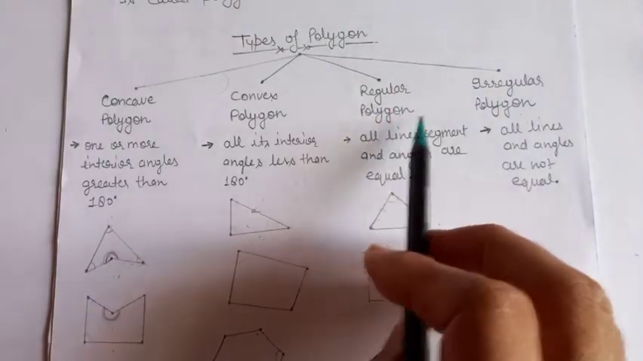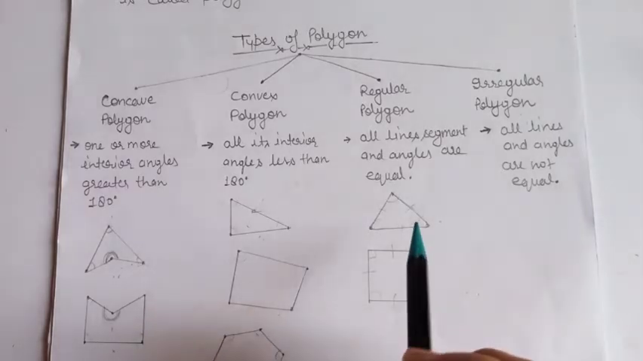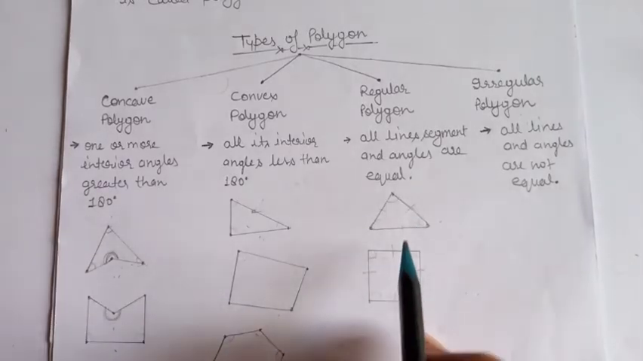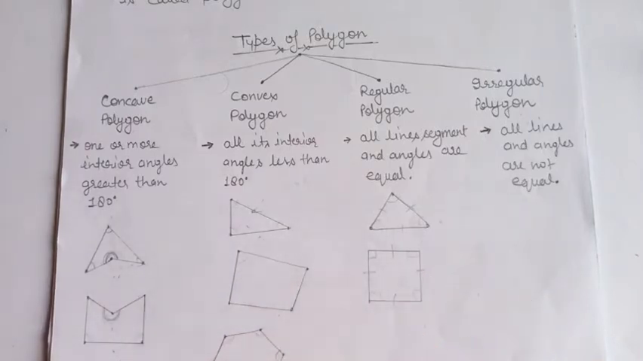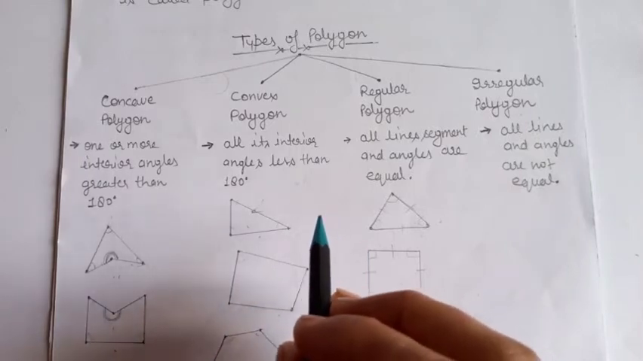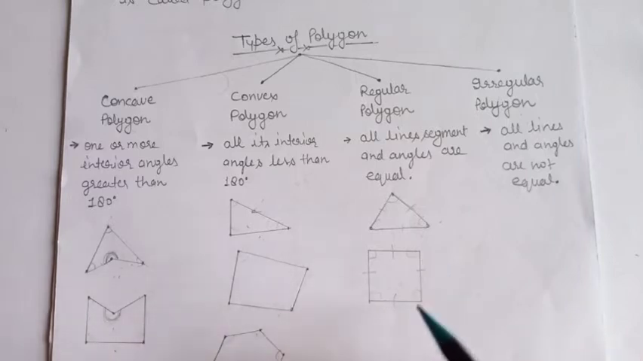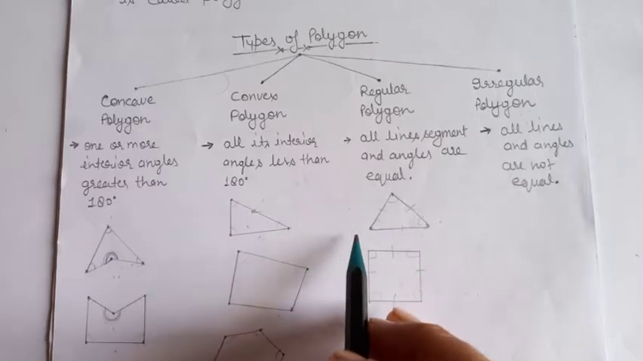Next is regular polygon. A regular polygon is very easy, students. If a shape has all line segments and angles equal, such a shape is said to be a regular polygon. We have various examples here. Equilateral triangle: you know about the types of triangle. Triangles can be classified in 2 ways, as per angle and as per sides. As per angle, we have acute angle triangle, right angle triangle, and obtuse angle triangle. As per sides, we have equilateral triangle, then isosceles, and then scalene.